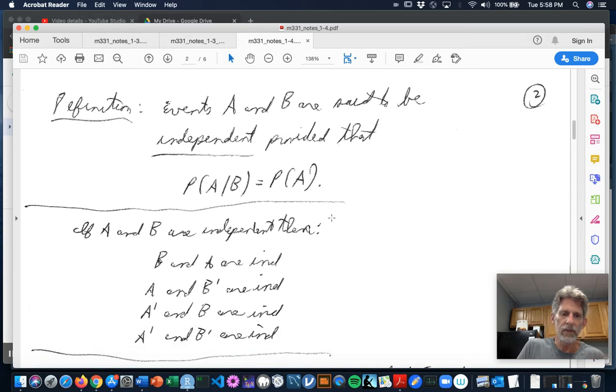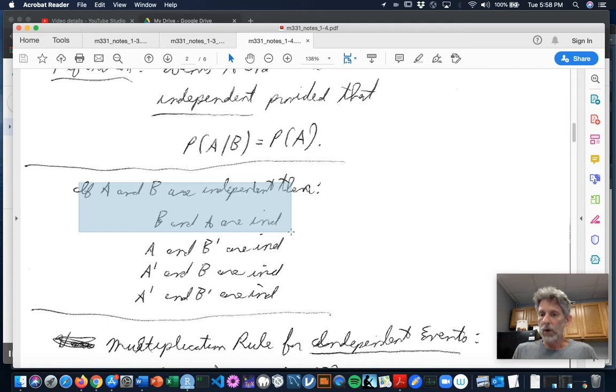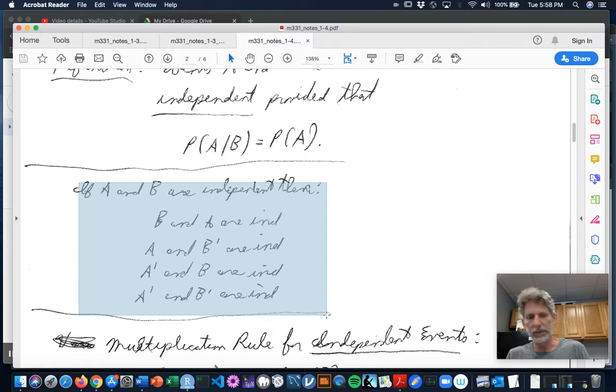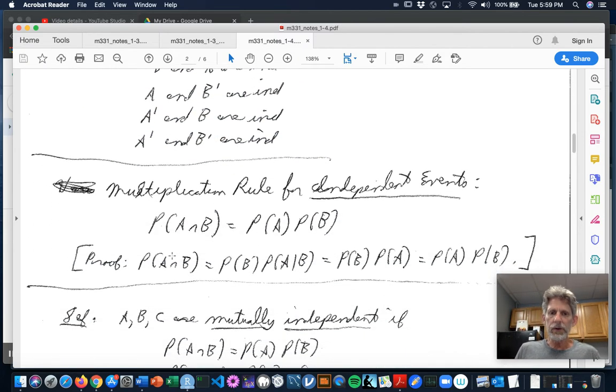Simple as that. Now you can do a little bit of probability calculation, and they do some of this in the book, and you find out that if A and B are independent, then some other things happen. First of all, B and A are independent. It doesn't matter the order you say them. But also A and B complement are independent, and A complement and B are independent, and A complement and B complement are independent.